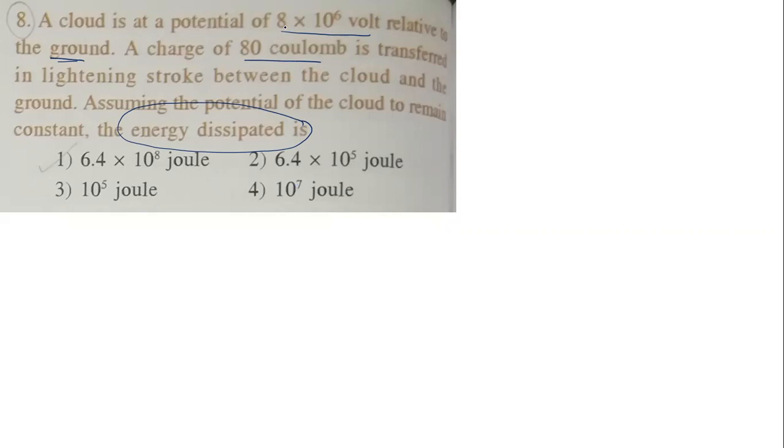So now I need to find that out. Work done will be taken as potential difference multiplied by charge. The charge is given as 80 coulomb. The potential difference is 8 into 10 power 6, multiplied by the charge of 80 coulomb. So it will become 640 into 10 power 6 joule.